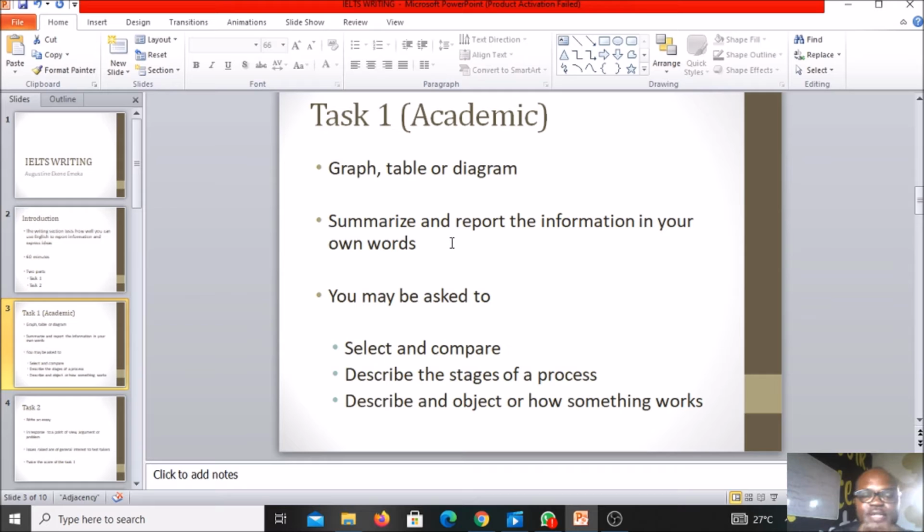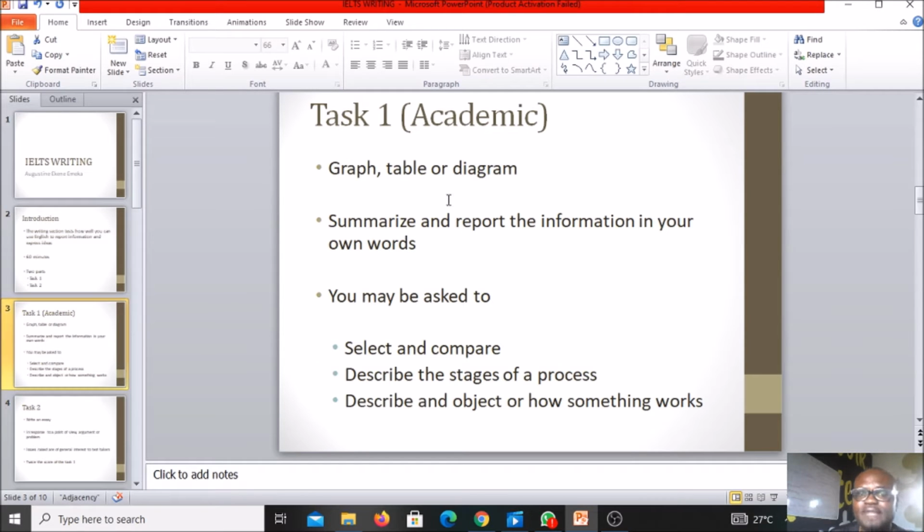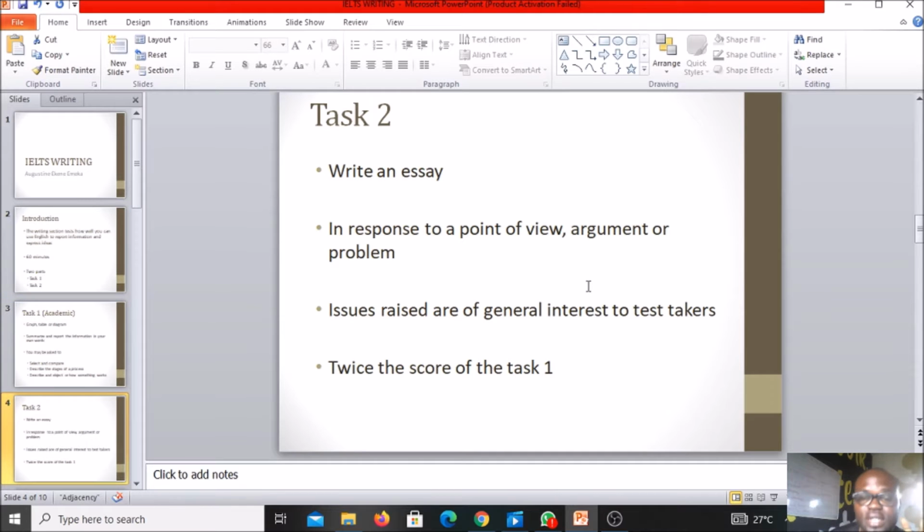We're going to do a specific example for us to try this. Now, what about task 2? Like I said, here is task 1 and task 2. Task 1 lasts for 20 minutes. The total writing section is 60 minutes. So task 1 is 20 minutes and task 2 is 40 minutes.